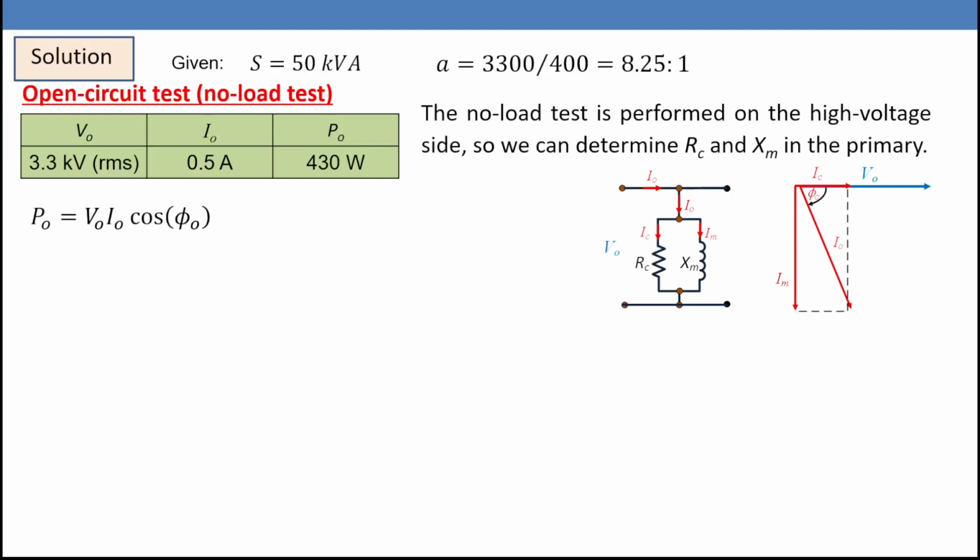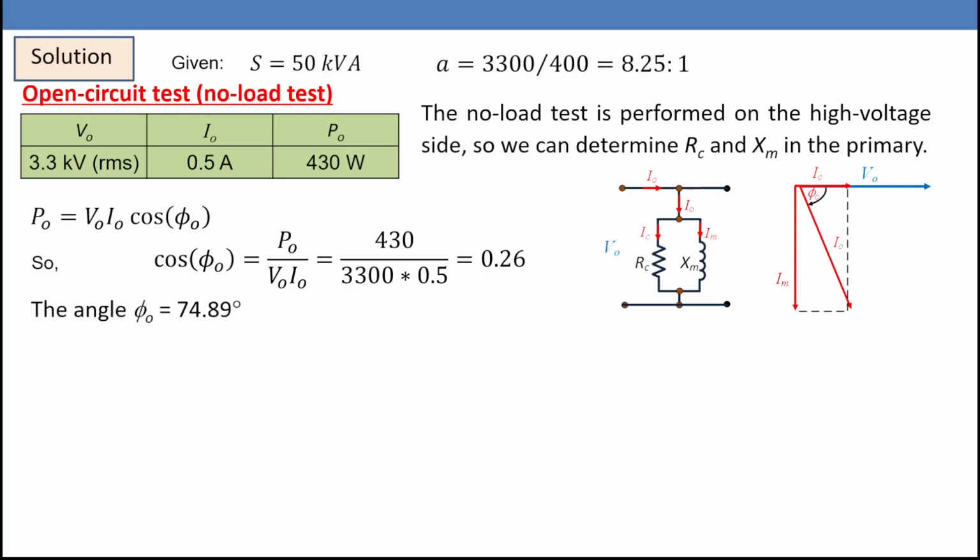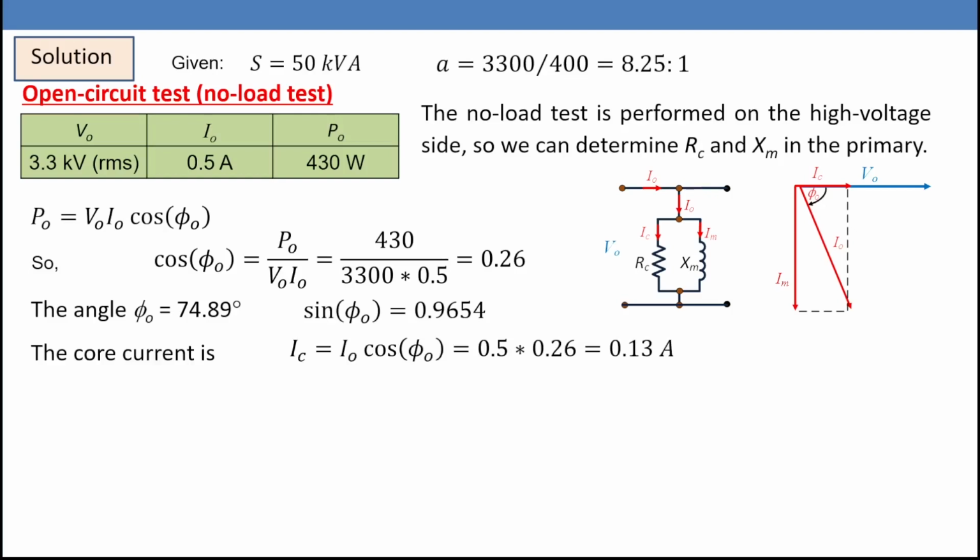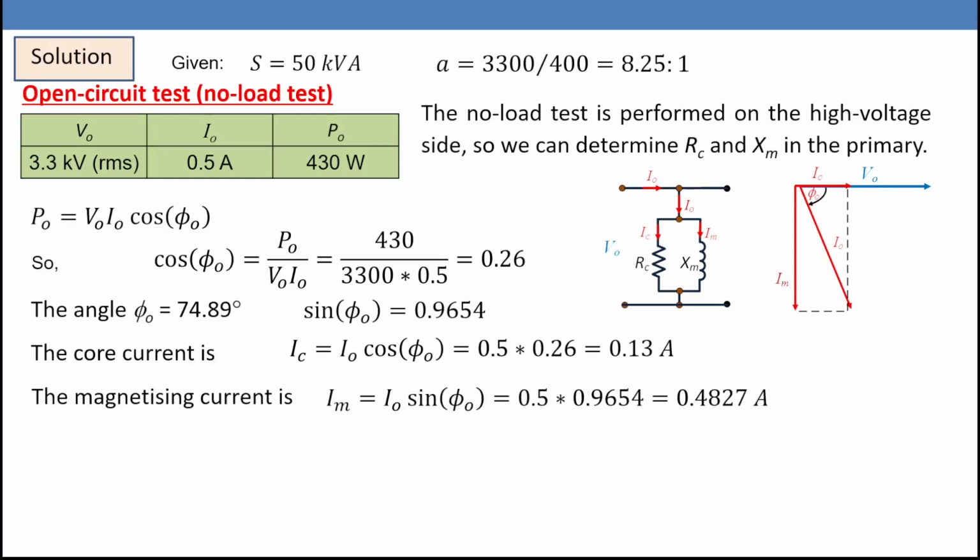We start with this equation: P node equals V node I node cosine phi node. From this, we can determine cosine phi node, which is P node over V node I node. That equals 0.26, which is within the accepted range of 0.1 to 0.3. We can calculate phi node, then sine phi node, which is 0.9654. Knowing cosine phi node and sine phi node, we can calculate I core and IM, where I core equals I node cosine phi node, in this case 0.13 ampere, and IM equals I node sine phi node, which is 0.4827 ampere.